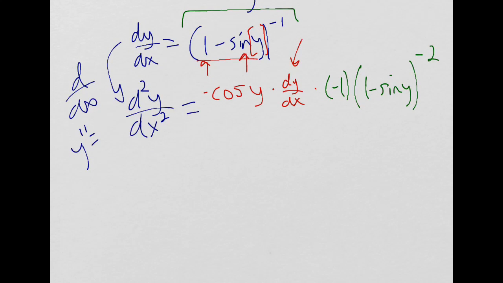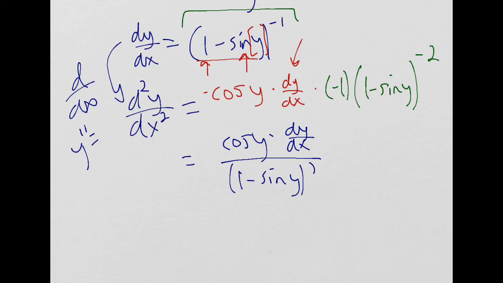So from here, I'm going to rewrite this as minus cosine y times dy/dx. Actually, I get a double negative there. Do you see that? This negative and this negative cancel, so I'm just going to erase that. And then that parenthesis, it's a negative 2 power, so I'm just going to bump it to the bottom of the fraction and make it a positive 2. So I get 1 minus sine y squared.